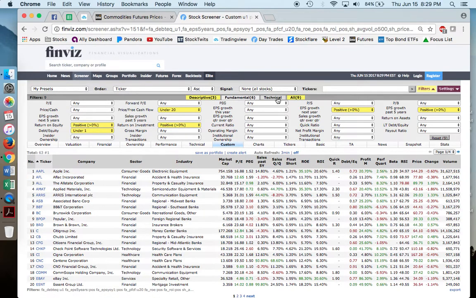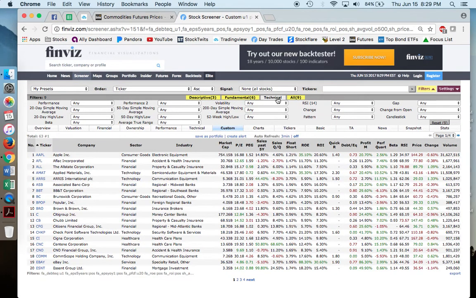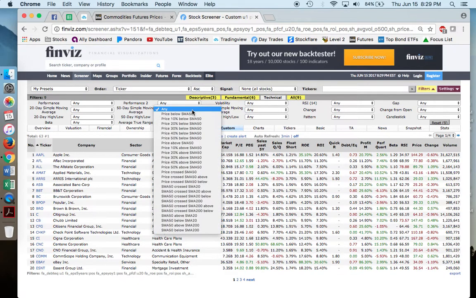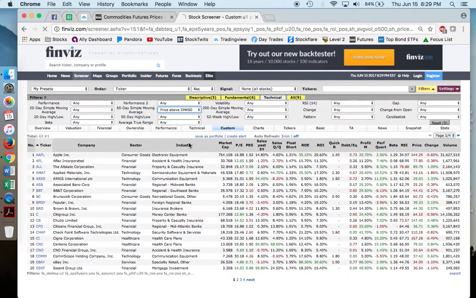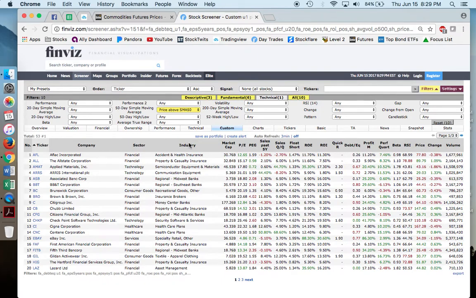And now with the technical factor that I'll throw in there, just because it's something I like to do, and you can choose to use a different technical factor if you would like. But I think a good one is a price above the 50 moving average. And as you can see, we kind of whittled it down to 53 plays, which is pretty fantastic.